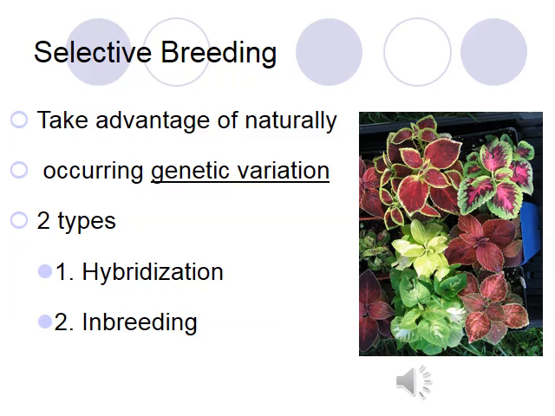And there's two types of selective breeding. There's hybridization and inbreeding.